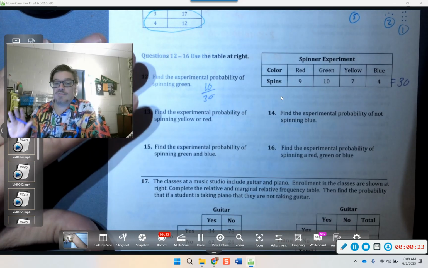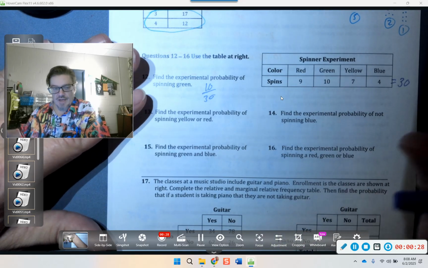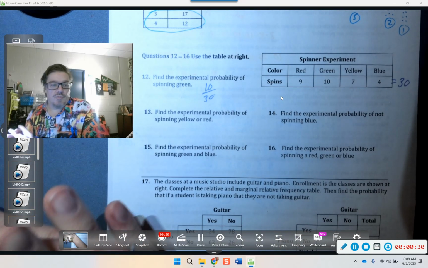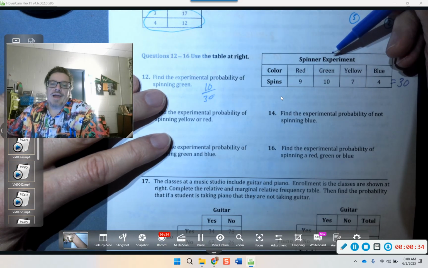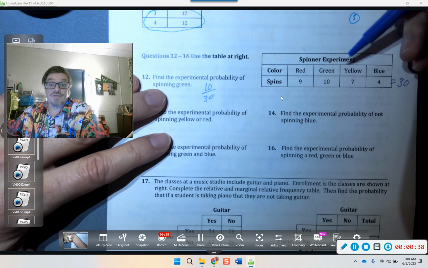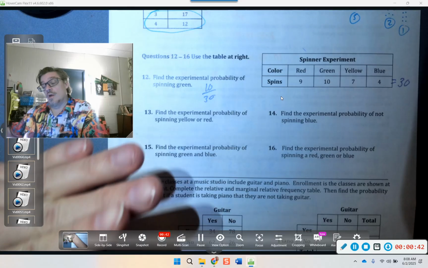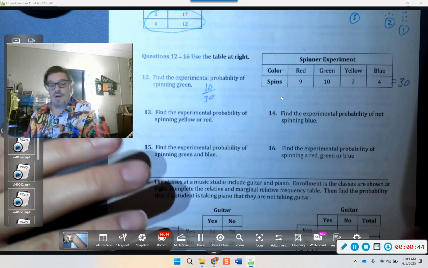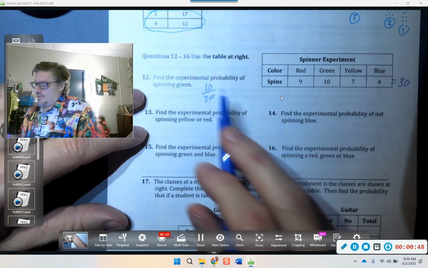Now, this is experimental because they performed the experiment and these are the results, okay? So that's different than the theoretical probability, where we'd have to know how the areas of these four colors are actually on the spinner. Like maybe red is a little larger, so we have to get that probability. But that's not what's going to be asked on your exam. Okay, so 10 out of 30 is fine.